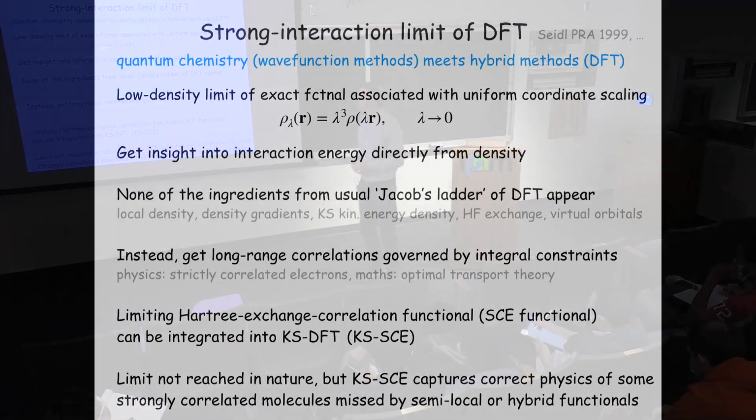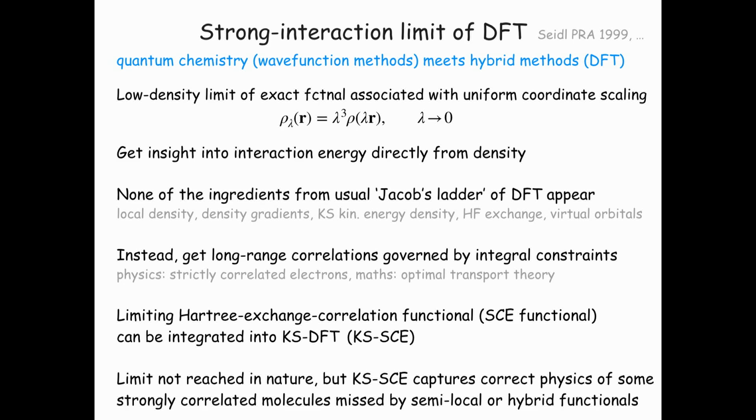It's a low density limit of the exact density functional associated with the uniform coordinate scaling, where you send rho of r to lambda cubed rho of lambda r. That's just the particle number preserving uniform scaling of the density. And so when you do this, you get insight into the interaction energy directly from the density.